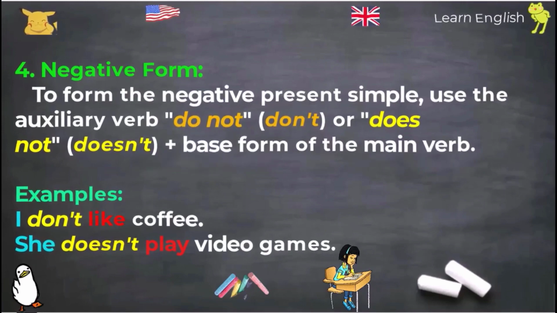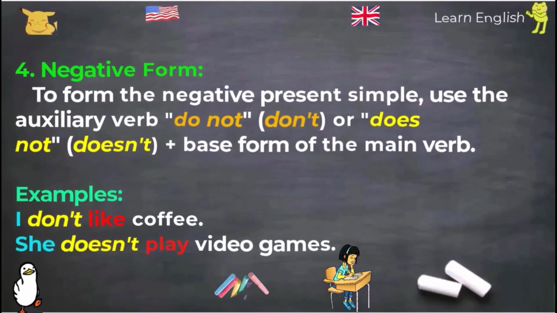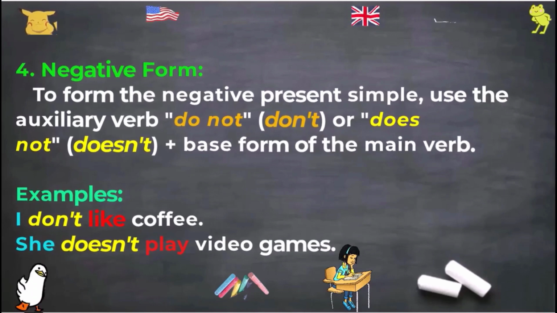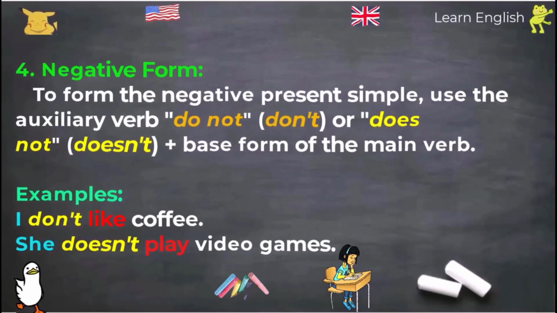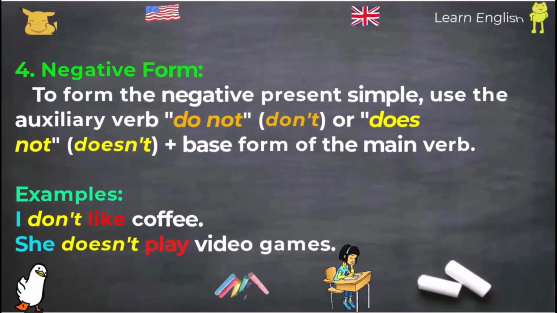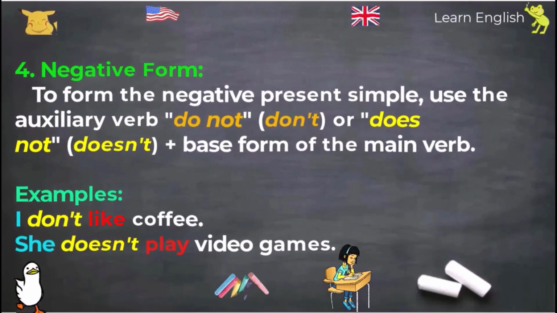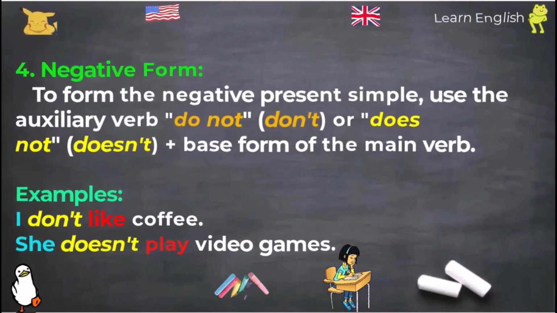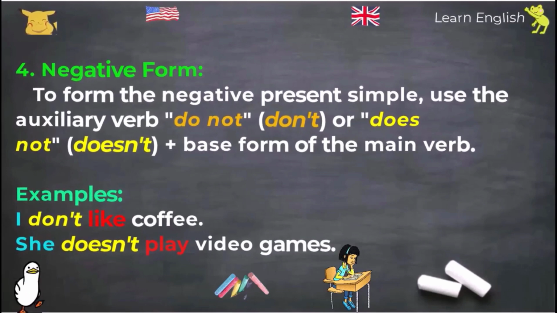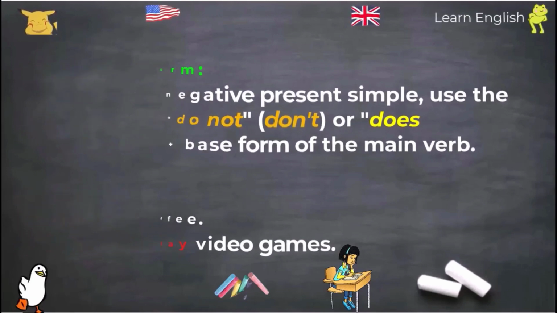Negative form. To form the negative present simple, use the auxiliary verb do not, don't, or does not, doesn't, plus the base form of the main verb. Examples. I don't like coffee. She doesn't play video games.